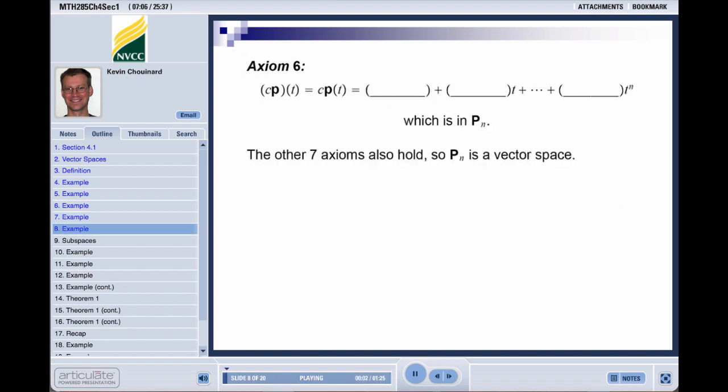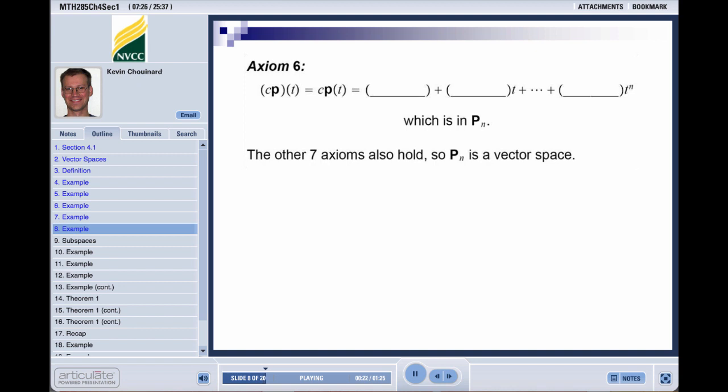Let's jump ahead to axiom 6. Axiom 6 says that when you take a member of your vector space and multiply it by a scalar, you should get a member of your vector space all over again. And so what happens if we take a polynomial p of t and multiply it by scalar c? What do we get?